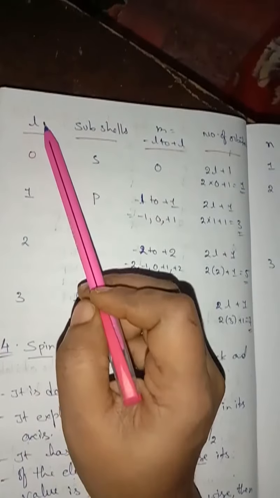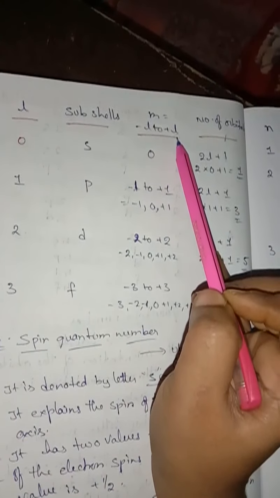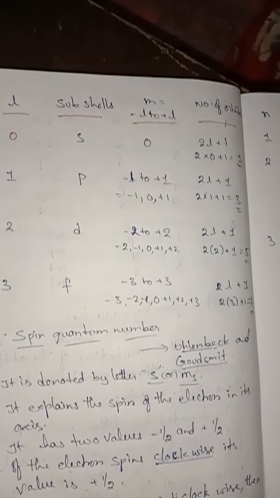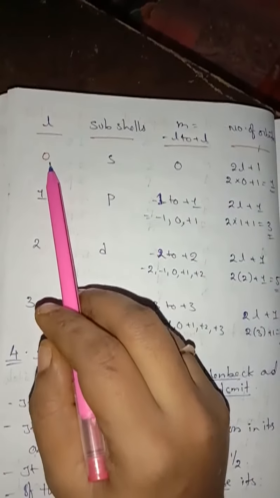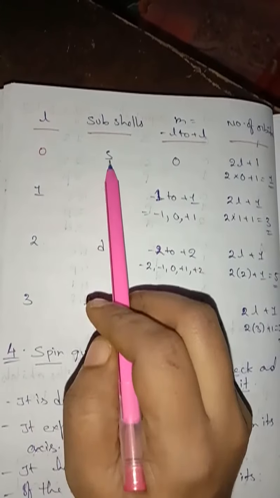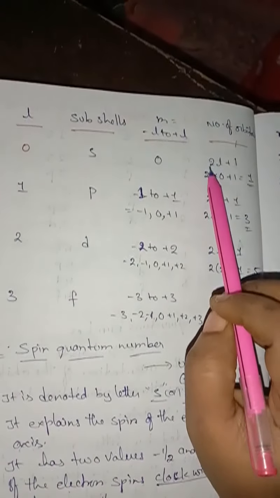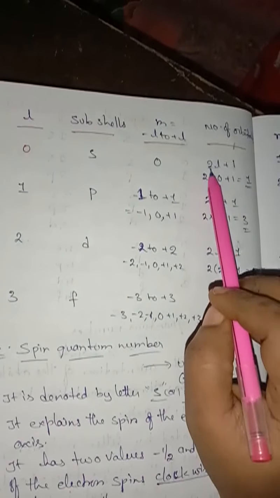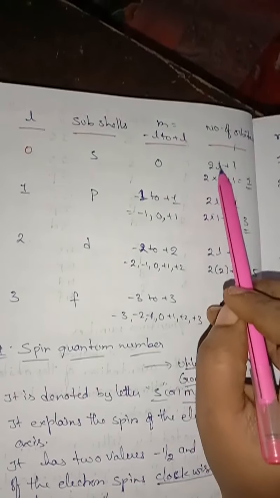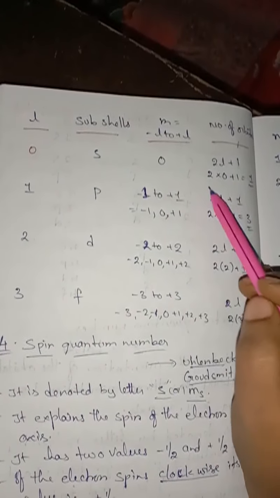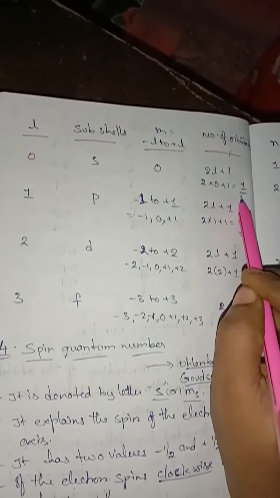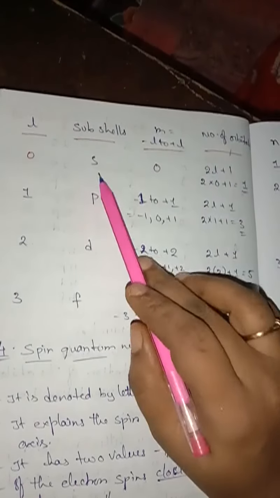So we are going to see the magnetic quantum number now. Here for a subshell l, m equals minus l to plus l, and the number of orbitals. Look here, I have taken the l value 0. Subshell l equals 0 means it will be s. Here m is 0. The number of orbitals is 2 into l plus 1, so this is the formula. 2 into 0 plus 1 gives only 1. The number of orbitals in the s subshell is 1.